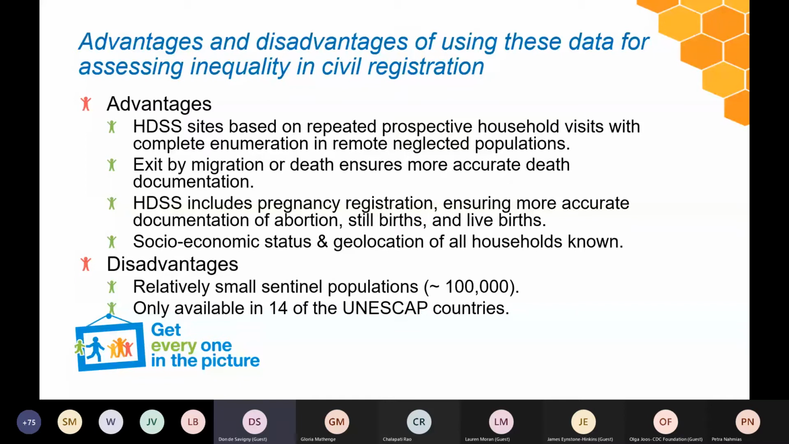Unfortunately, in ESCAP countries, there are only 7 countries with 14 sites, but these sites are potentially very useful to those countries in assessing inequalities in CRVS. Next slide, please.